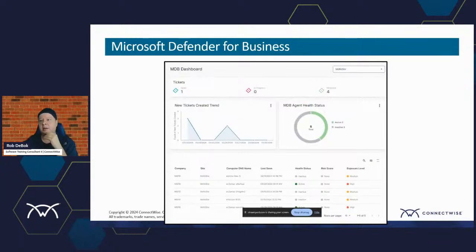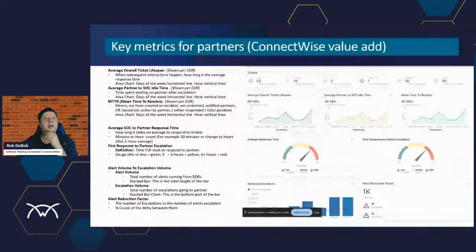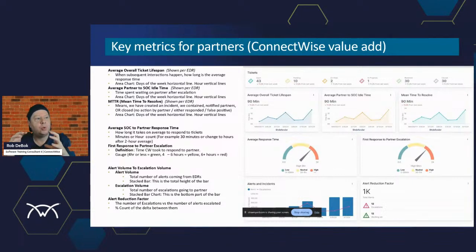Then moving on, we have key metrics, which you'll get when you're using MDR with the SOC platform. This is going to give you a larger insight into what the SOC is doing specifically. This isn't just with Defender for Business specifically, but the MDR. Obviously, if you were using Business for Defender, these are the numbers you're going to get into here. So once again, a myriad of data we can pull from this, right? Average overall ticket lifespans in here, partner to SOC idle times, first responses going on, alert reduction factors.